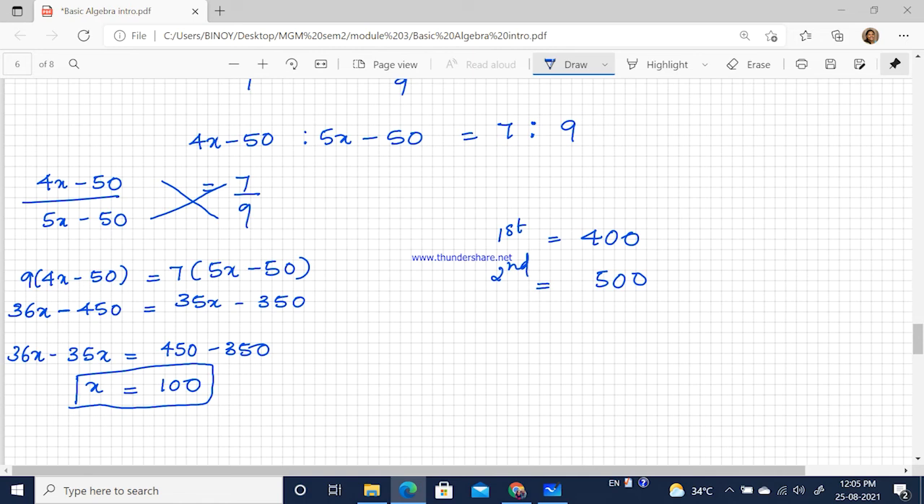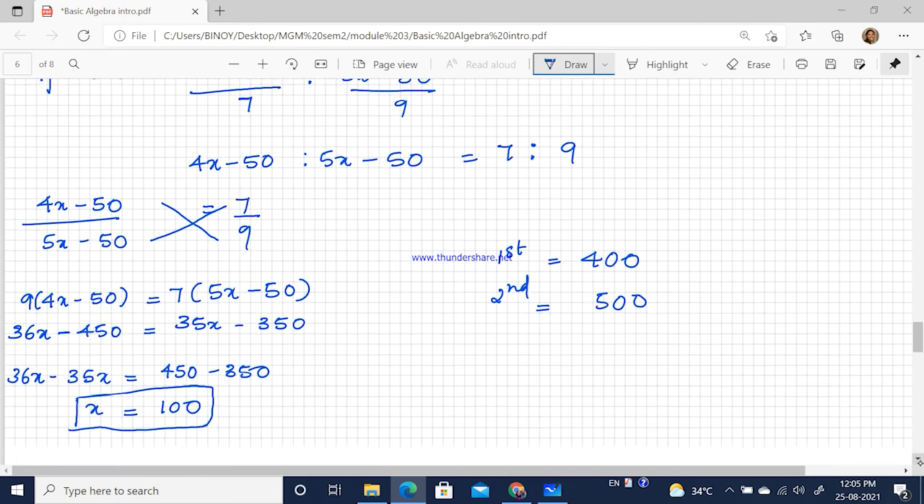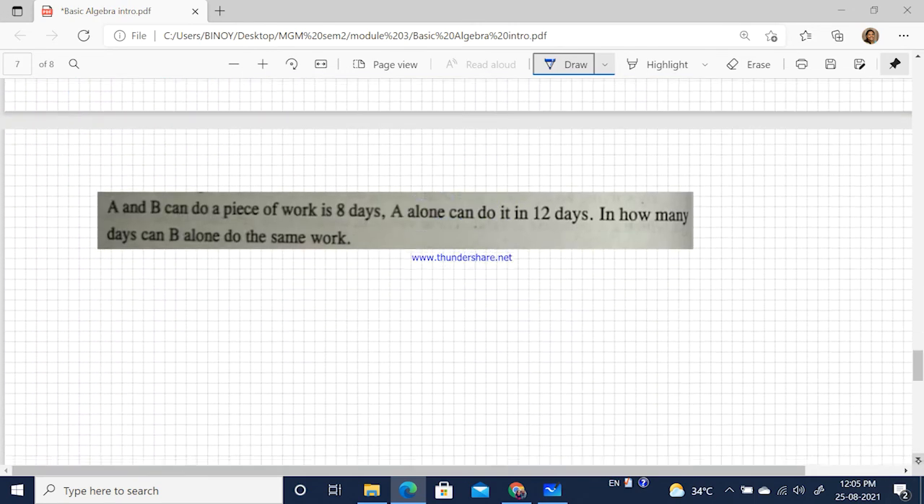Okay, so first we considered the monthly incomes as 4x is to 5x. Then (4x minus 50) by 7 is to (5x minus 50) by 9, which is the same as 4x minus 50 is to 5x minus 50 that is 7 is to 9. So cross multiplying, we got two expressions. So x is equal to 100. Since the monthly incomes are 400 and 500, the first one is 400, the second one is 500.